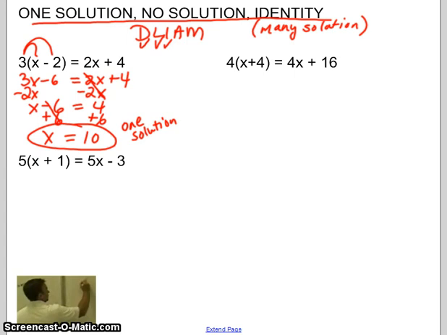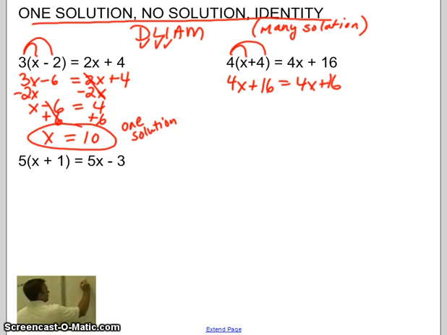Alright, the next one, distribute first. Okay, can't distribute on the right side. We get 4x plus 16. 4 times x, 4 times 4. And we have 4x plus 16 on the other side.